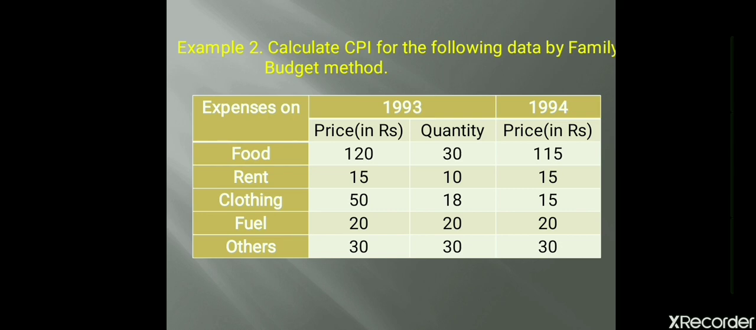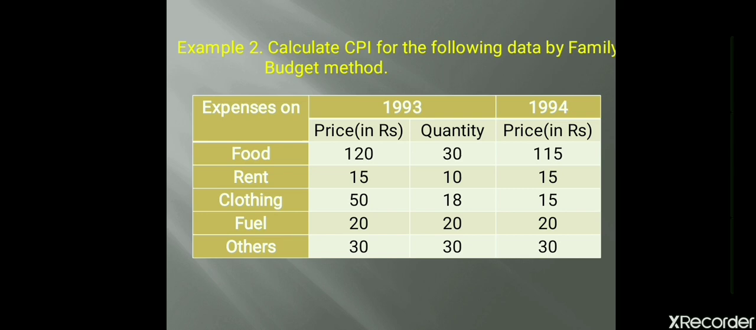The last column, for the year 1994, prices are 115, 15, again 15, 20 and 30. That completes the question. Now, among these two years given, that is 1993 and 1994, 1994 is the latest year, that's why it is treated as current year, and the other year 1993 is treated as base year.